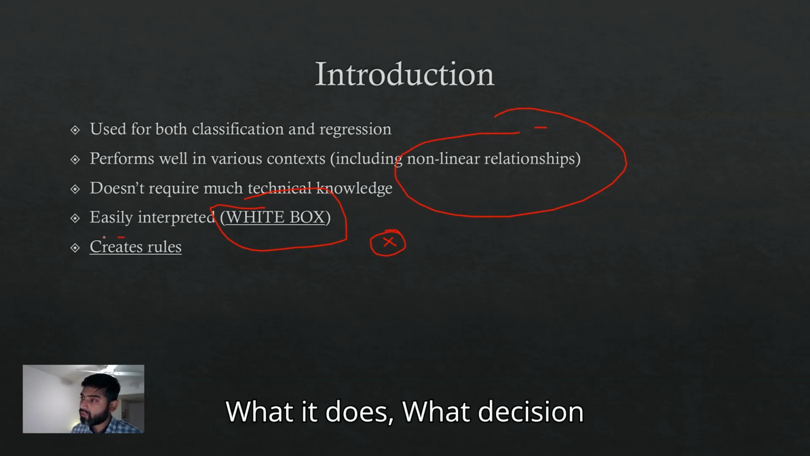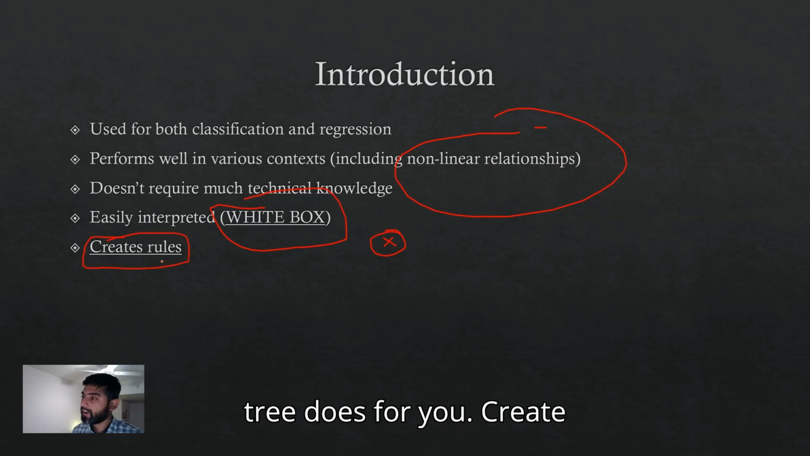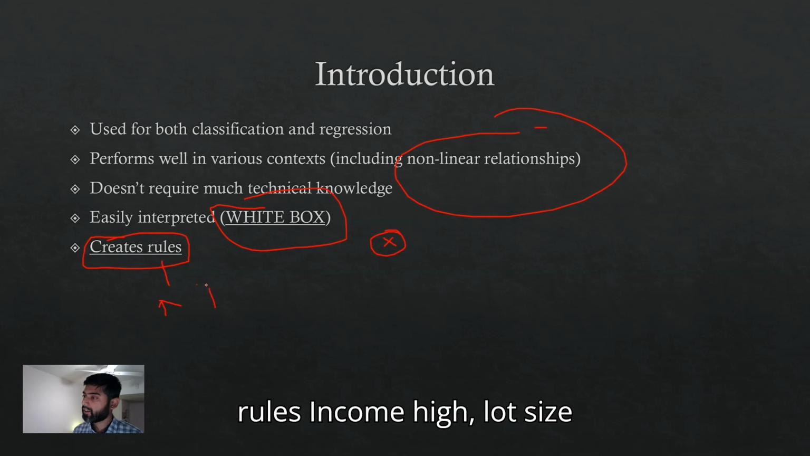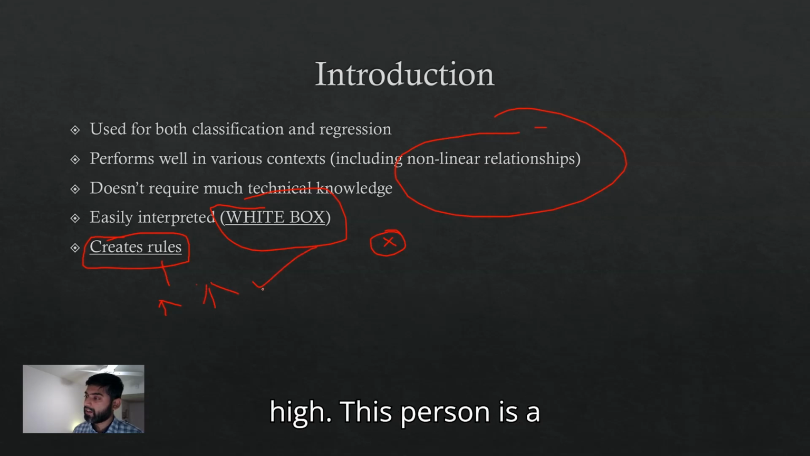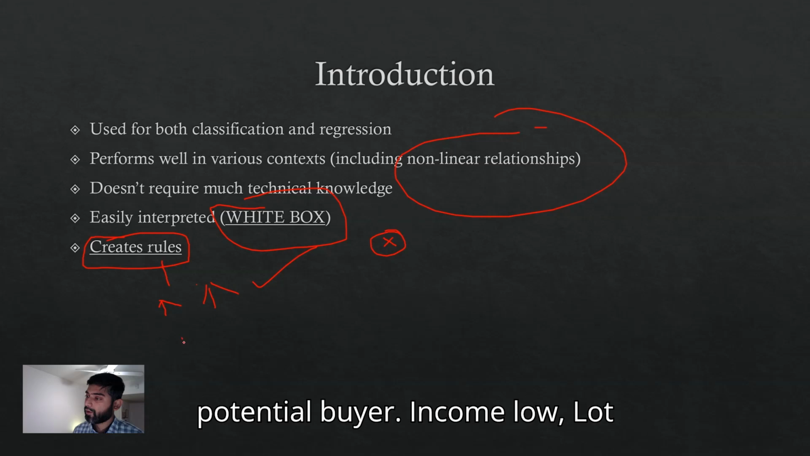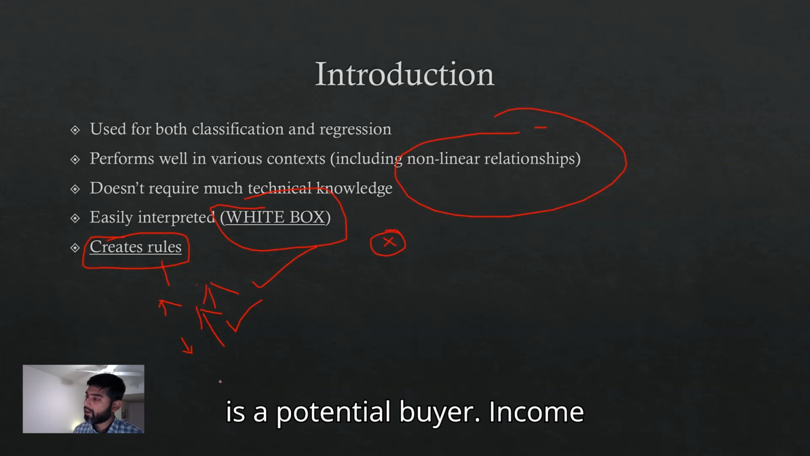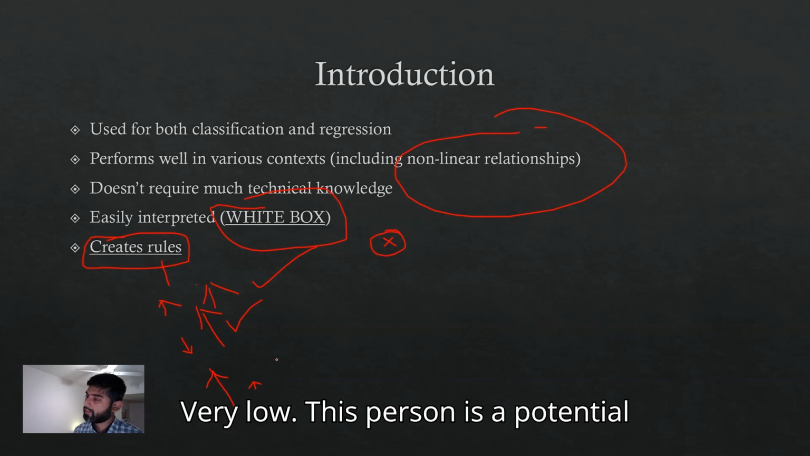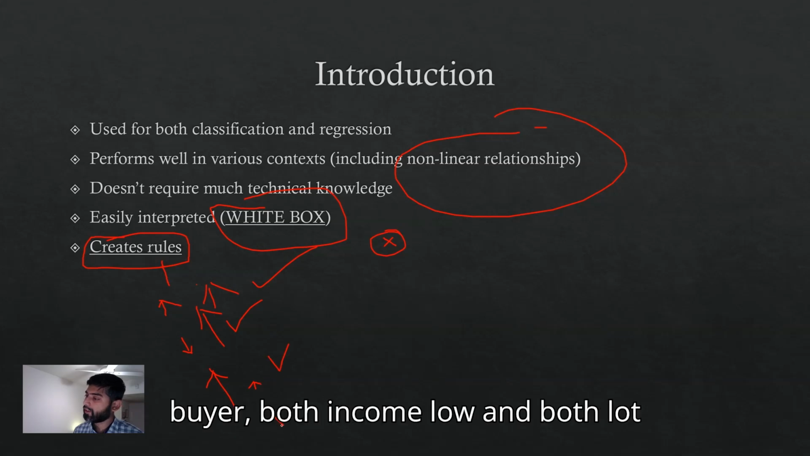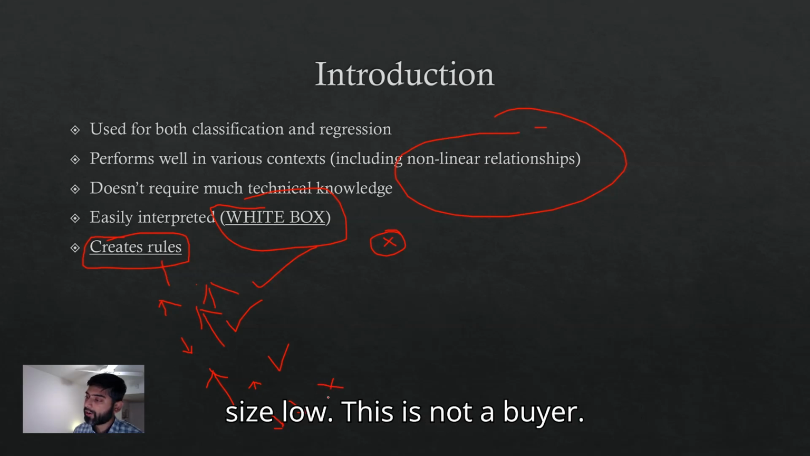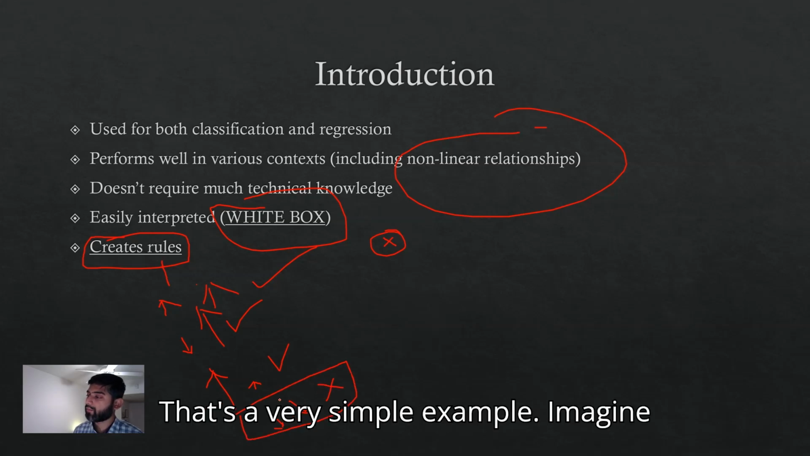What a decision tree does for you is create rules. Income high, lot size high, this person is a potential buyer. Income low, lot size very high, this person is a potential buyer. Income very high, lot size very low, this person is a potential buyer. Both income low and lot size low, this is not a buyer. That's a very simple example.